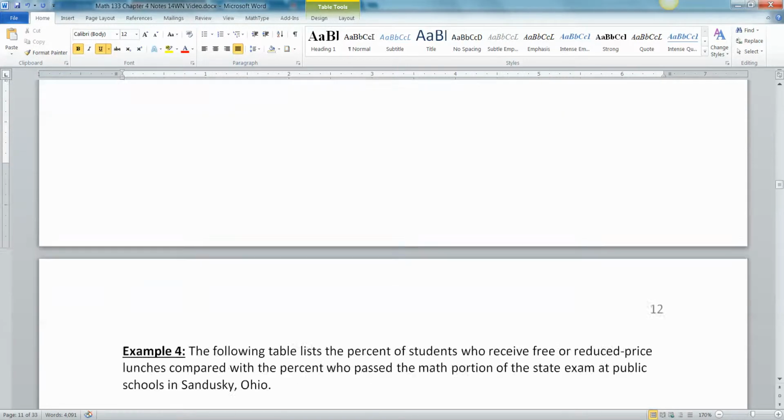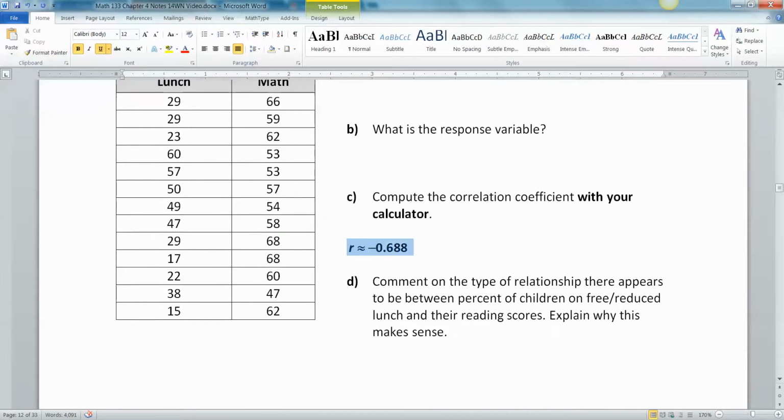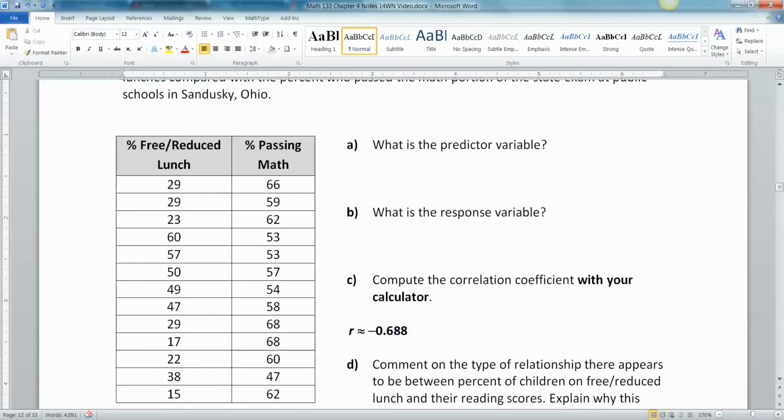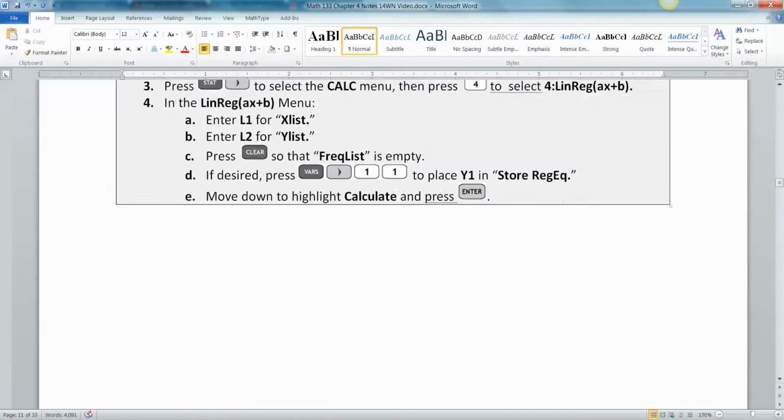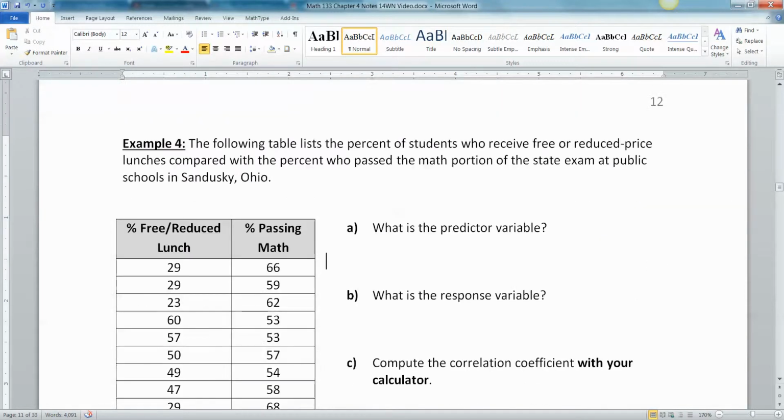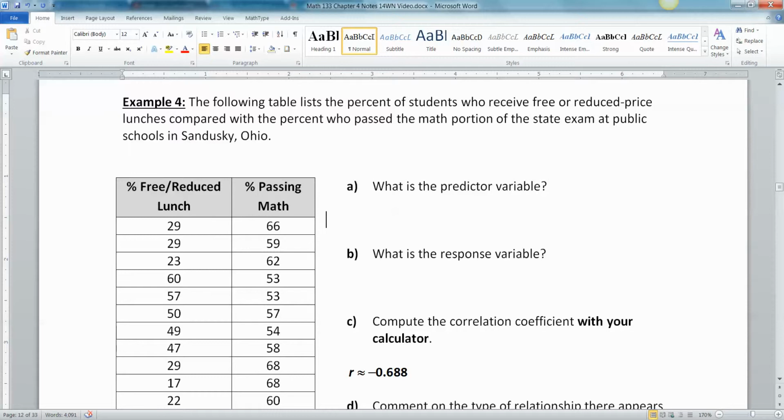And I found, with the calculator in that video, this correlation coefficient to be -0.688. All right, now the predictor variable here, sorry, let's back up. So that's all the instructions, and this is the example that I use it for. But let's back up and actually look at this example.